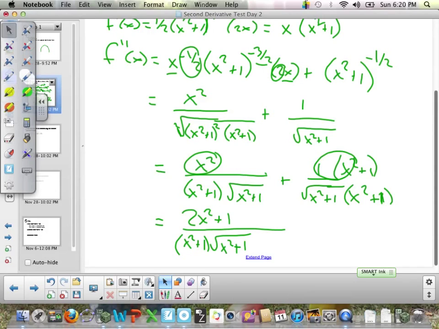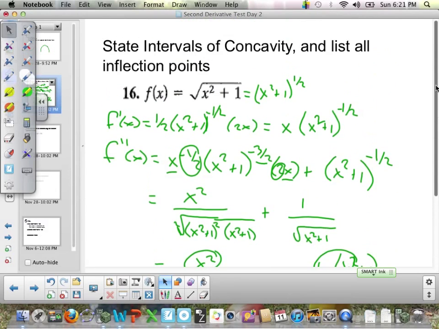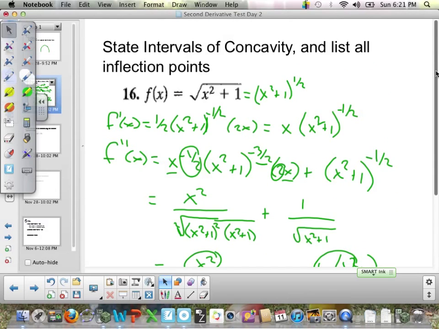So everything is concave up or everything is concave down. And all we need to do is plug and chug and see positive or negative. And if I plug in 0, which is the easiest number in the history of mankind to multiply with, I'm going to see that 2 times 0 squared plus 1 is 1. 0 squared plus 1 is 1. I got one on top, one on bottom. It's positive. So this is always positive, so this is concave up on all real numbers.